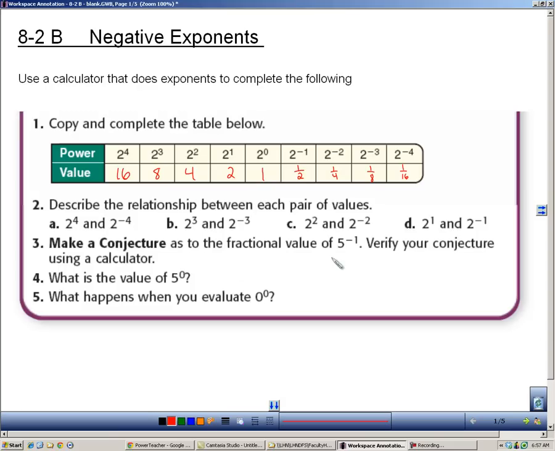Then in question 3, if you make a conjecture about what 5 to the negative 1 is, that's going to be 1 over 5. You take the number 5 and you flip it and use the reciprocal. Question number 4, what's the value of 5 to the 0? When you plug that into your calculator, you get a 1. And then the last one, 0 to the 0, should give you an error.